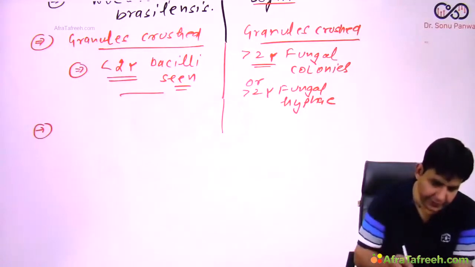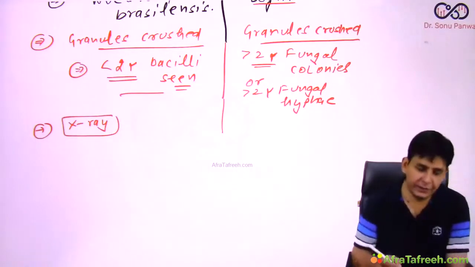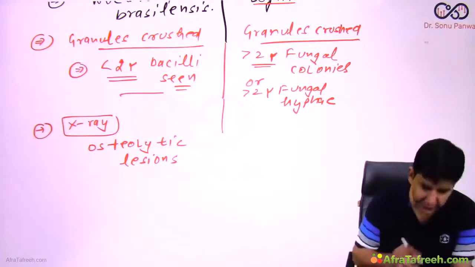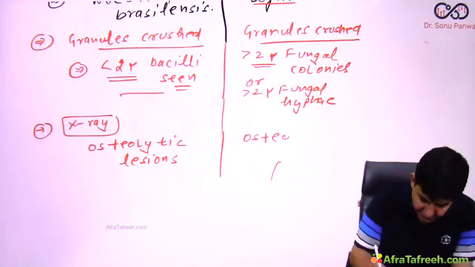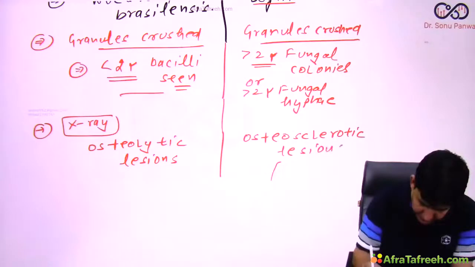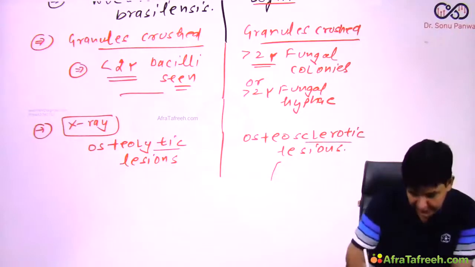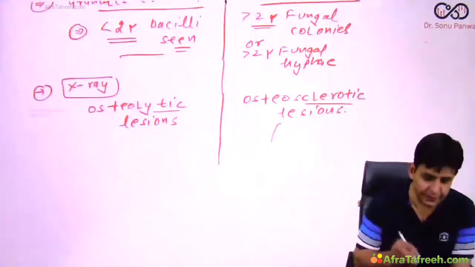Another thing which you need to remember is that if you go for X-ray, a radiological examination, on this side you will find osteolytic lesions, and on the side of eumycetoma you will find osteosclerotic lesions. In this side osteolytic, and in this side osteosclerotic. So that also you need to remember on the X-ray.